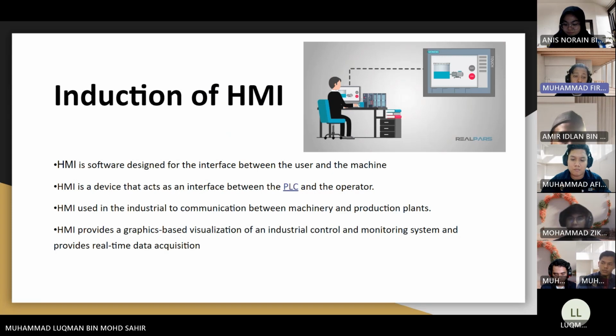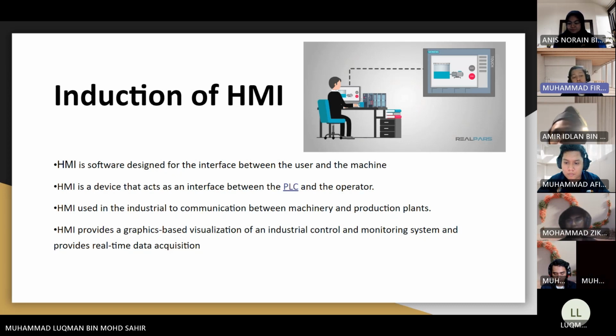The introduction of the HMI. The first is that HMI is software designed for the interface between the user and the machines. Next, HMI is a device that acts as an interface between the PLC and the operator. The HMI is used in industry for communication between the machines and production plants. Next, HMI provides graphic-based visualization of the industrial control and monitoring system and provides real-time data equations. The next slide.